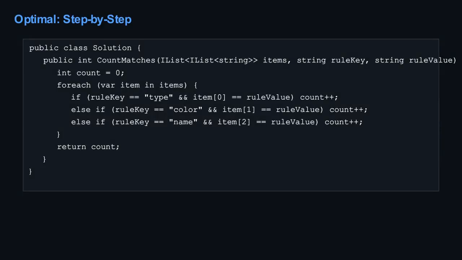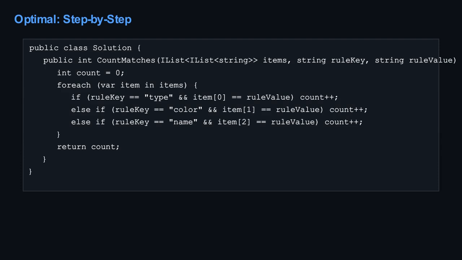Let's trace this with an example. Suppose our items are phone, blue, pixel; computer, silver, Lenovo; and phone, gold, iPhone. Our rule key is color and rule value is silver. First, we initialize our dictionary: type maps to 0, color to 1, name to 2. We look up color in our dictionary, which gives us an index of 1. Now we know we'll always be checking the second element of each item. We initialize our count to 0.